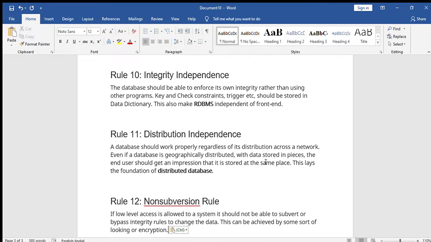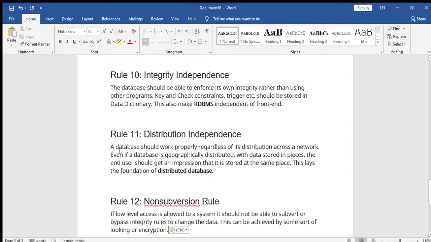So that is called as what? Distribution independence. The data needs to be distributed. Anyone can access that information. It will not be restricted to only a few people. It will be given to all the members, right? So geographically, the data needs to be distributed. Then that is called as what? Distribution independence. Check it once.